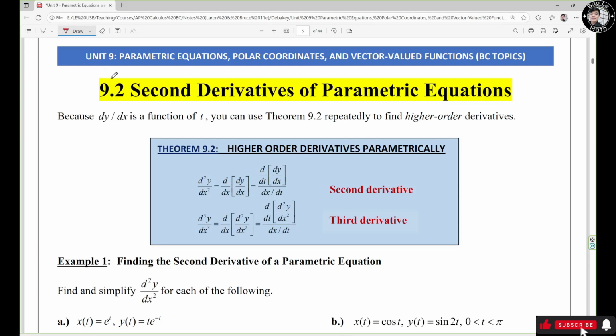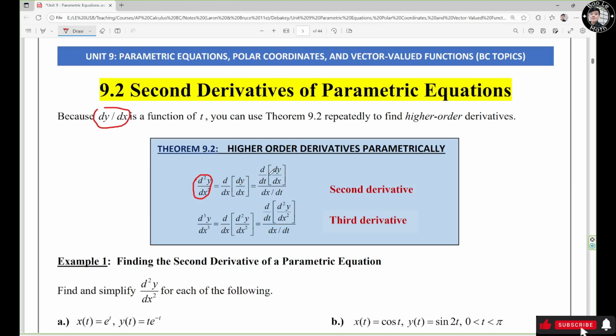Hello everyone, in this video we're going to explore topic 9.2, second derivatives of parametric equations. We're going to use this theorem to find the higher order derivatives parametrically. d squared y over ds squared is actually the second derivative, so you're going to take the derivative of dy over ds with respect to s.